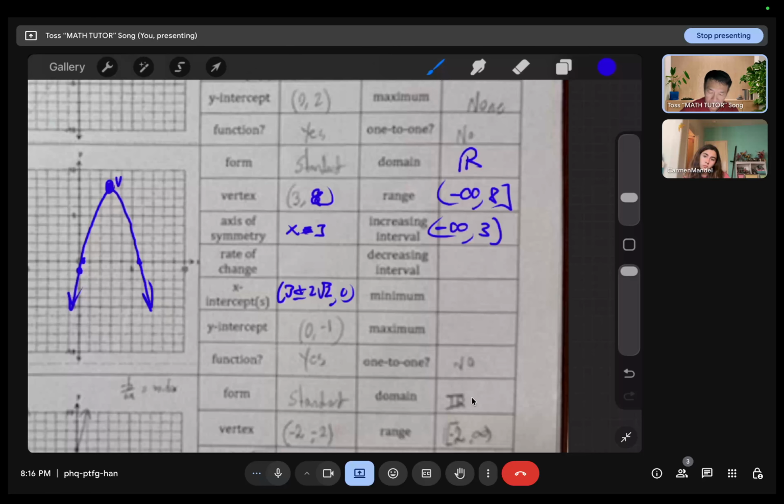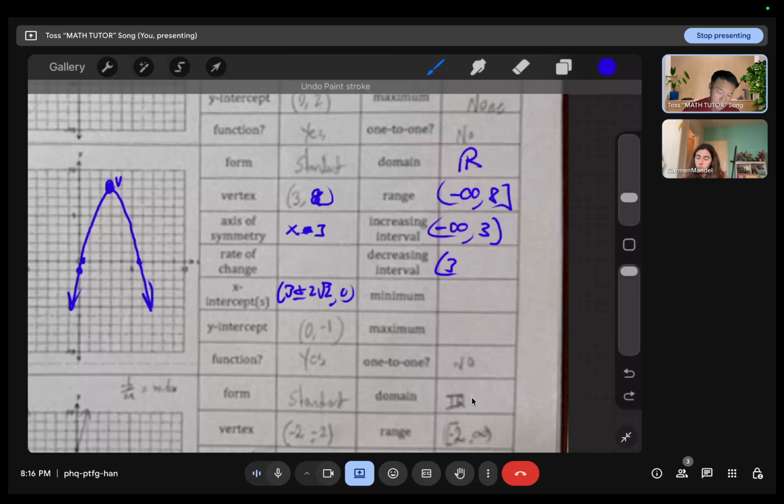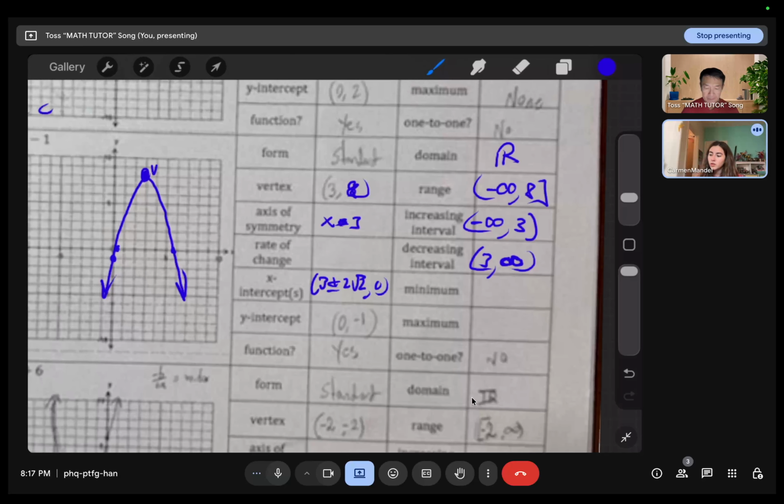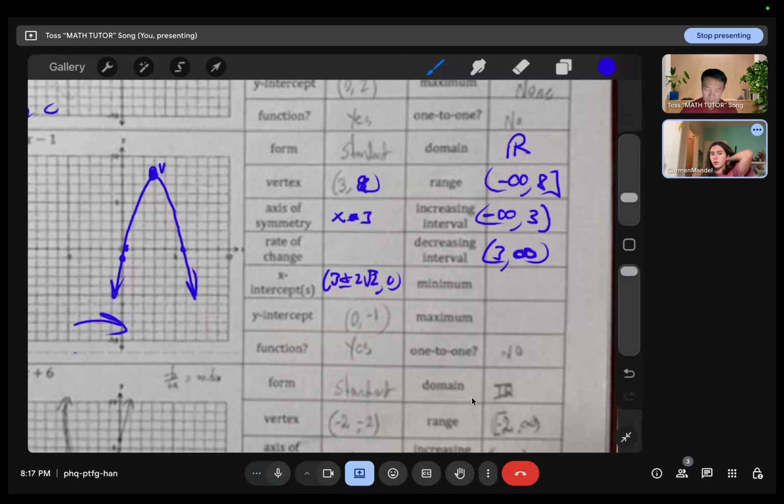Okay, anyway, decreasing. If you continue from 3 on, that's when it's decreasing, right? Continue scanning. So you're going to have to write 3, but don't include it because you didn't include it here. So from 3 on to infinity. So that's your decreasing. The increasing, decreasing refers to the x values. Yes. That's it.